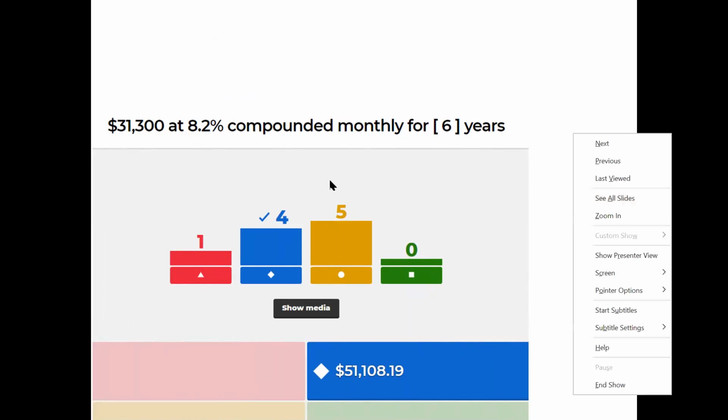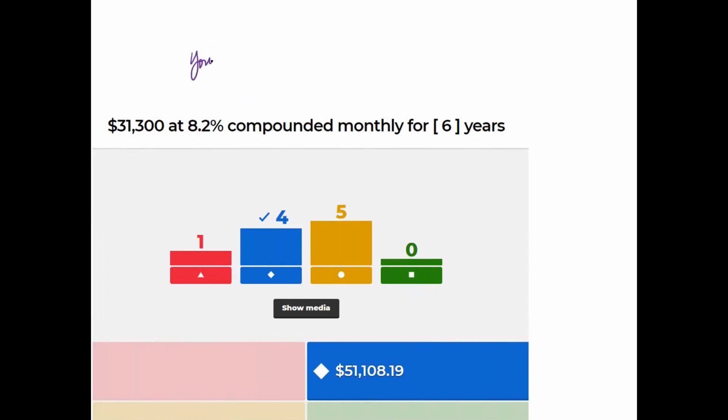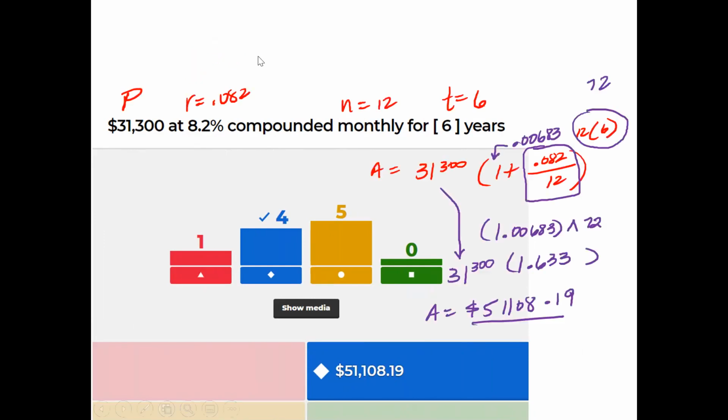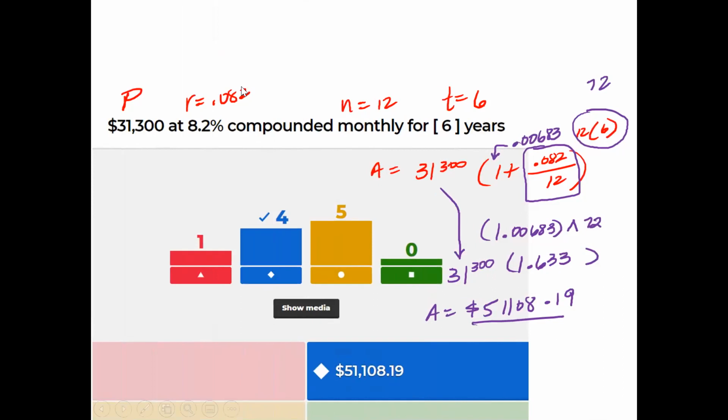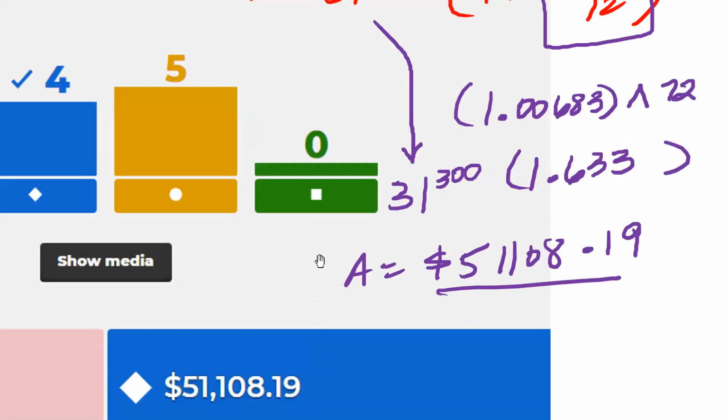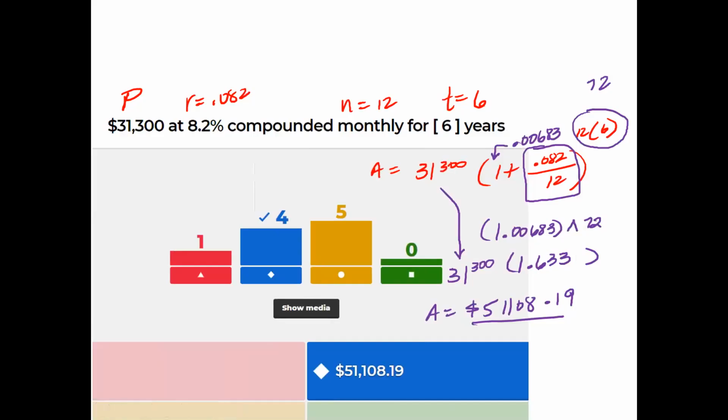Okay, so I'm going to have you guys try this one on your own. Same formula, so pause the video. All right, and this is your answer. Your total answer after 6 years is $51,108.19.